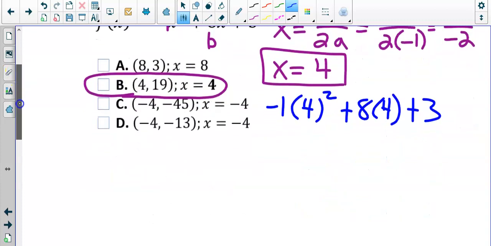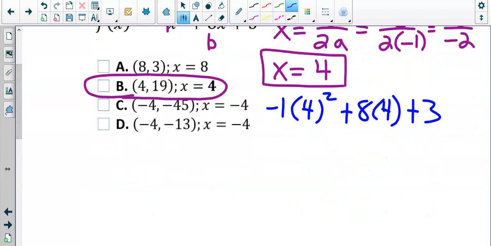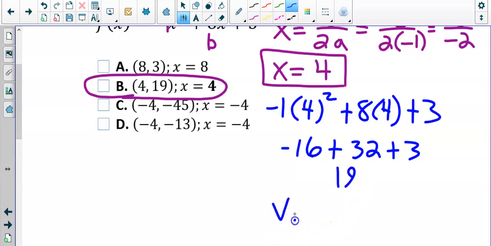So what's 4 squared? And 16 times a negative 1, plus, what's 8 times 4? And then plus 3. And when all is said and done, you should get 19 out of that. So that ends up being the vertex, the 4, comma, the 19. Which verifies that, yes, B is our answer.